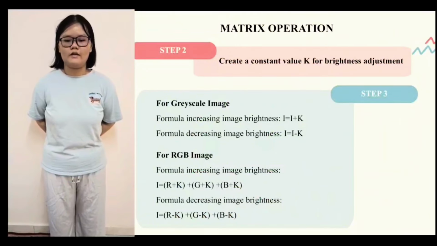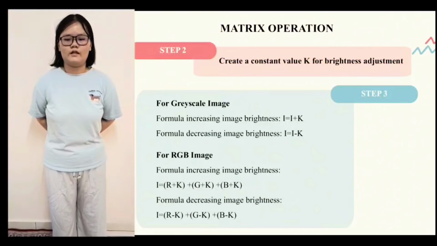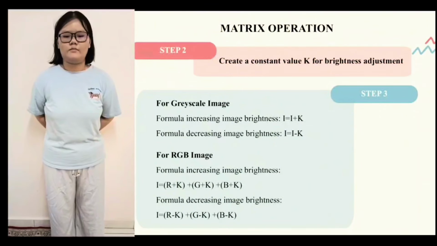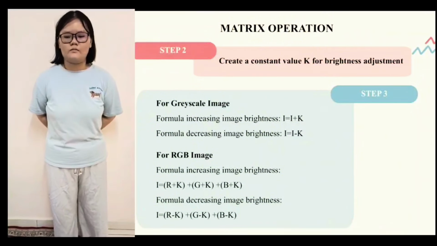Next, we adjust the brightness using simple matrix addition. We represent the image as a matrix I, and we create a number k. To make the image brighter, we add the same number k to each pixel in the matrix. To make the image darker, we subtract k from each pixel in the matrix.